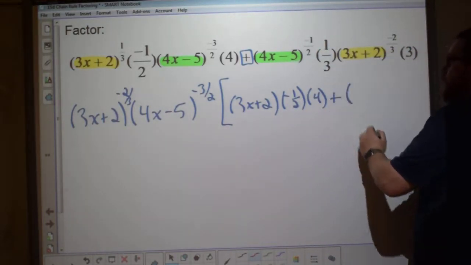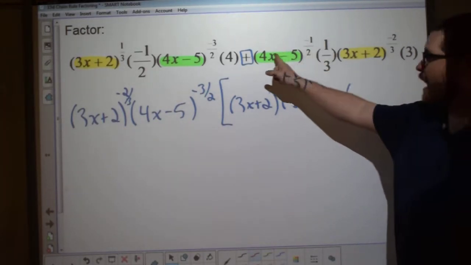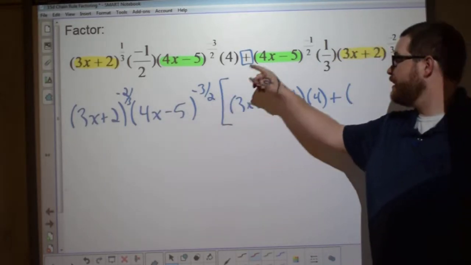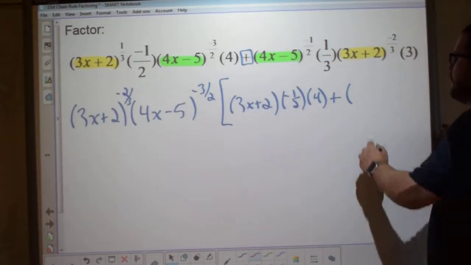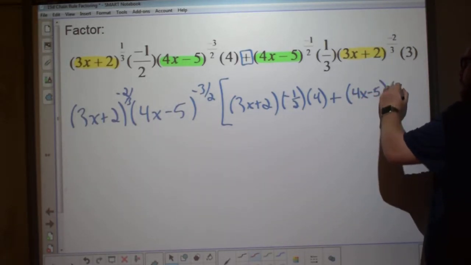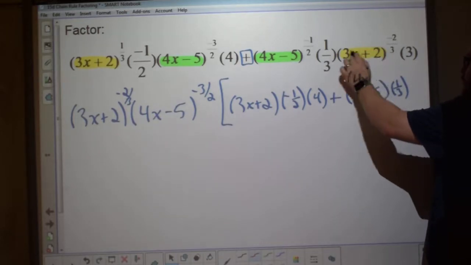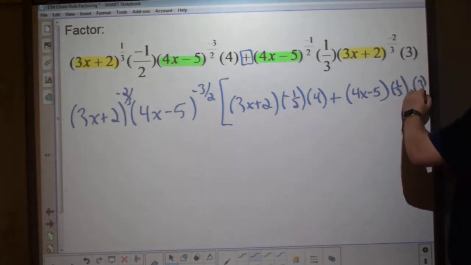Plus, on this side, the 4x minus 5 to the negative 1/2, I pulled out a negative 3/2 out of a negative 1/2. How far apart are those powers? Oh, that's right. There's still 1 left. There's always 1 left. I still have a 1/3. This was factored completely out, and I still have a 3.